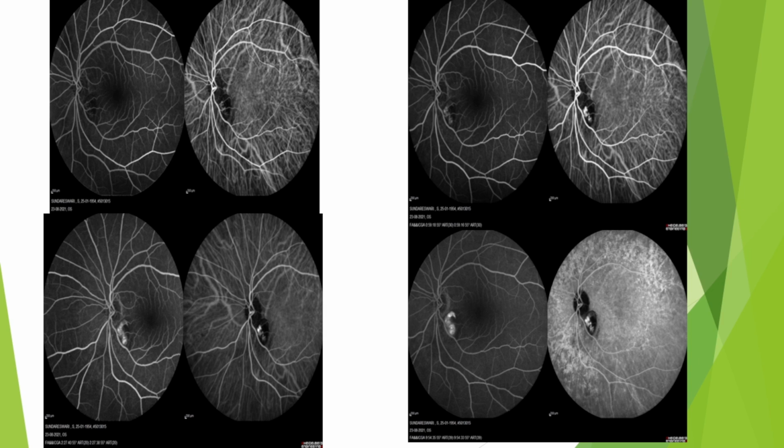Which one is FFA? Which one is ICG? This is FFA and this is ICG. Look at the disc. How is it on FFA? How is it on ICG, at least in the late phase? Hyperfluorescent. Yes, so the disc will always be hypofluorescent on ICG.